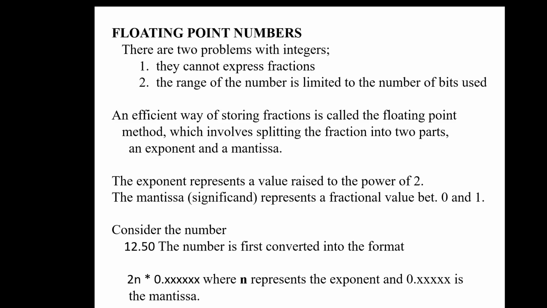A floating point number is represented by an exponent, which represents a value to be raised to the power of 2, and a mantissa, otherwise called a significand, which represents the fractional value between 0 and 1. So it's a fractional value. Consider the number 12.5. How do we convert this into floating point? We will represent this as 2 to the n times the mantissa, where n represents the exponent. N is a certain value which will raise the value 2 to an exponent.